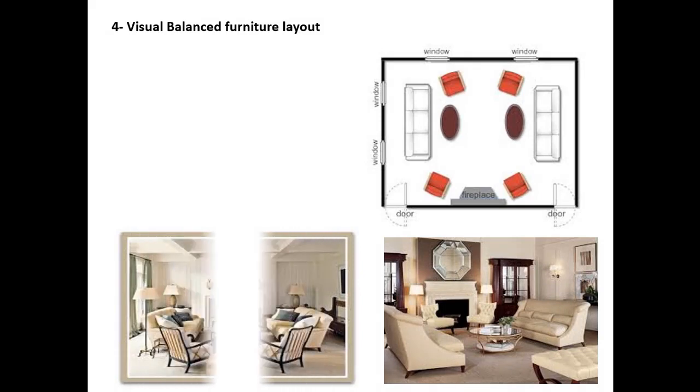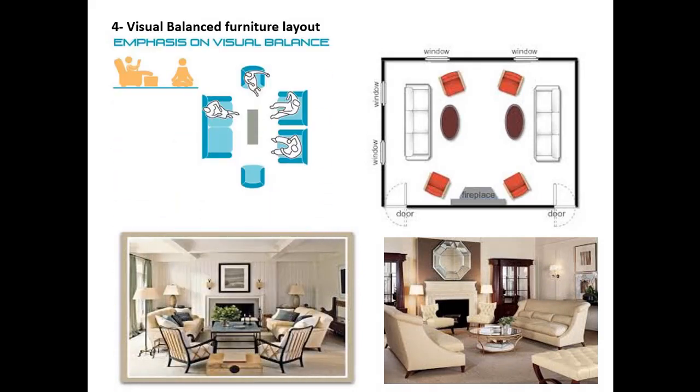Visual balance. What does visual balance mean? This means if we draw a line here, the right side is not exactly equal but very near to the left side. As we see here, this is a line, so left and right are semi-equal, almost equal. Okay, this is a visual balance furniture layout. So all furniture is in balanced relation with one another.